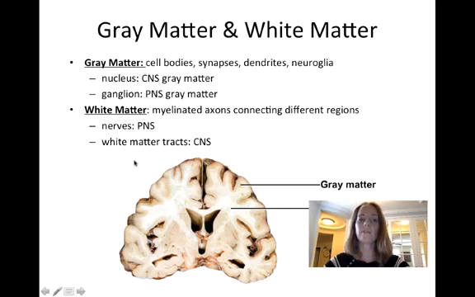When we talk about nerves, we're referring to the peripheral nervous system. That's white matter or myelinated axons connecting regions of the peripheral nervous system. If we talk about tracts, that's myelinated axons within the central nervous system. So if you take a frontal section of the brain, you will see regions of gray matter that appear to be darker, sometimes pinkish, sometimes grayish in color, and regions of white matter that are myelinated axons, sometimes crossing over to different regions of the brain and connecting different regions of the brain.